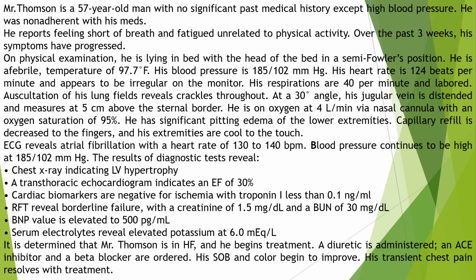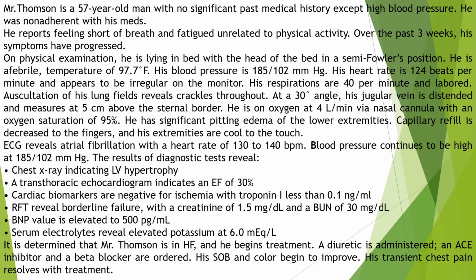Renal function tests reveal borderline failure with a creatinine of 1.5 mg per dl and a blood urea nitrogen of 30 mg per dl. BNP, brain natriuretic peptide, value is elevated to 500 pg per ml. Serum electrolytes reveal elevated potassium at 6 milliequivalents per liter.